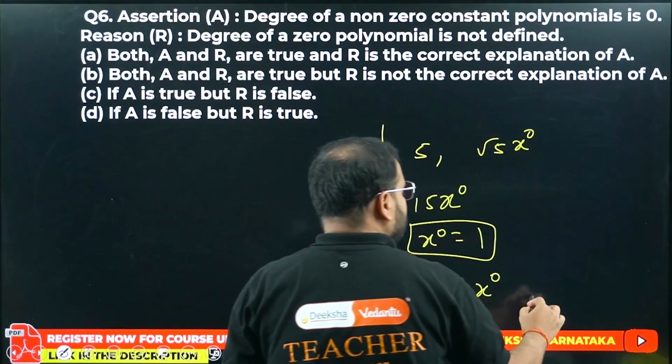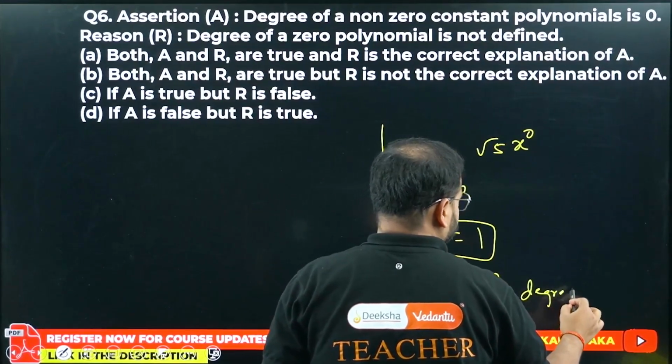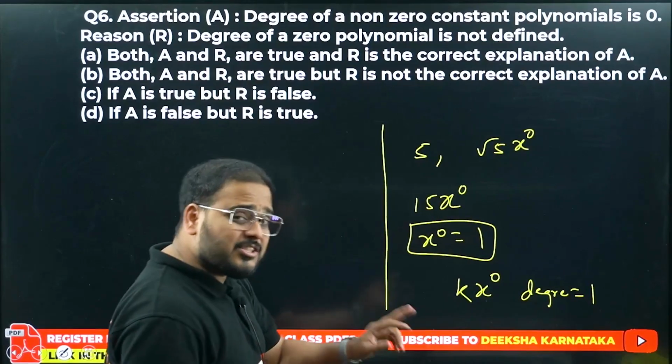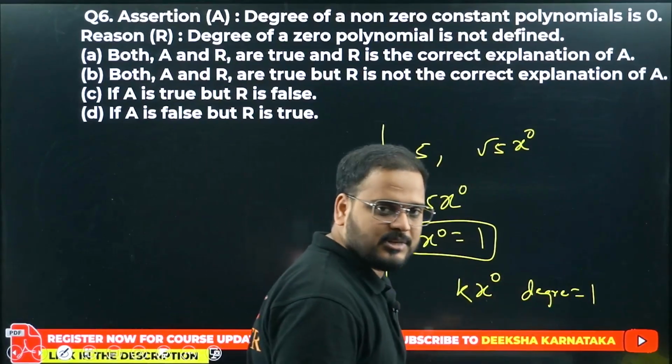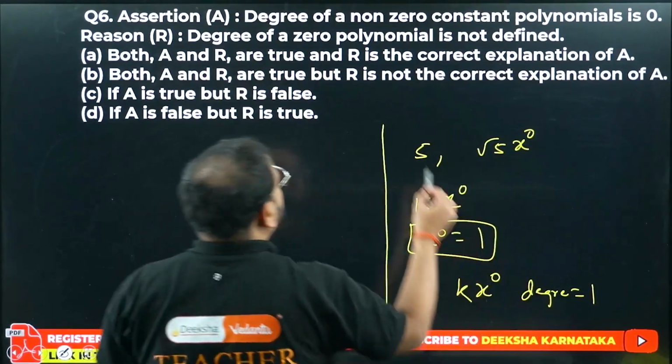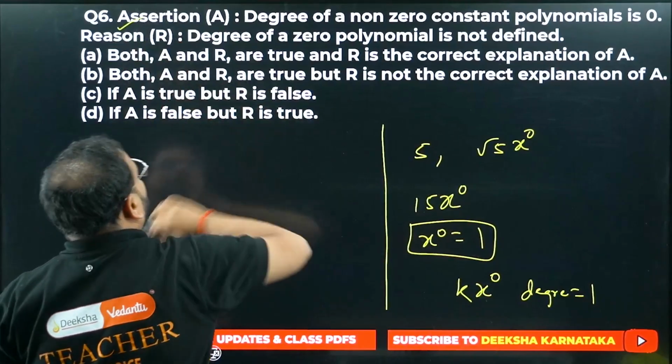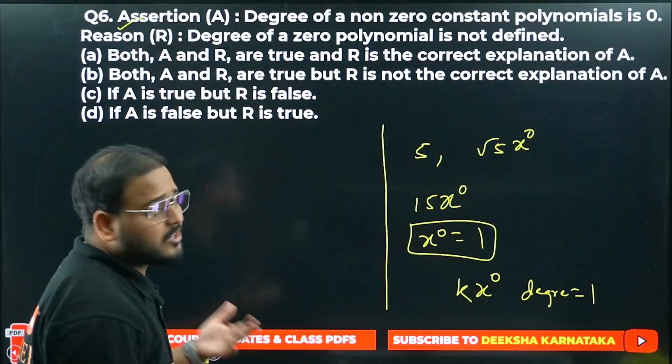So what is the degree now? Please tell me. The degree for any non-zero constant polynomial is 0. That's okay. Why non-zero? We'll see. So this is correct. Assertion is true. What about the reason? Degree of a zero polynomial is not defined.